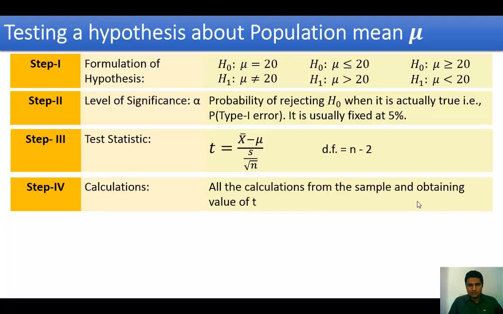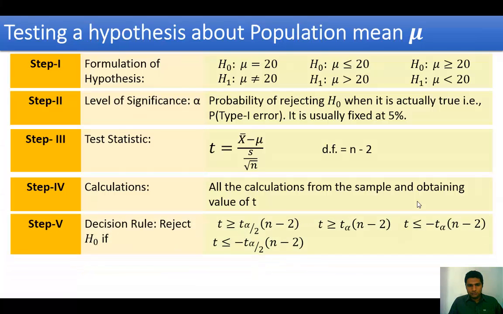Step 4 is the calculation. Well, you need to calculate the x bar and the standard deviation and all those things, and then put all of them in the step 3 formula in order to get the calculated value of t. Okay, after this you should have some kind of decision rule on whether to reject H naught or not, and that decision rule depends upon the nature of your hypothesis.